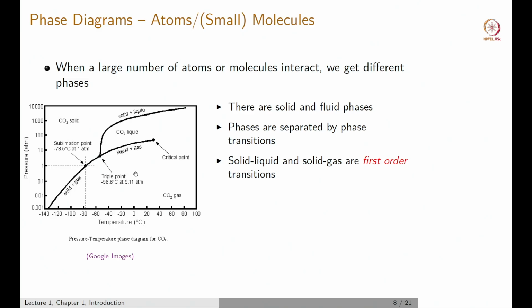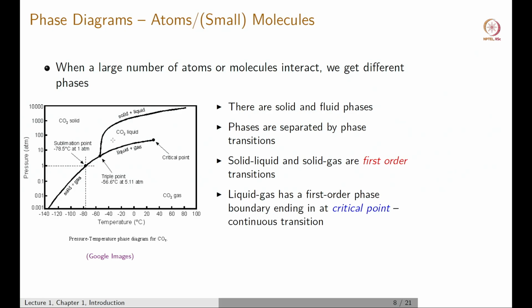Now, I am sure all of you have studied this in high school physics, that the solid liquid transition is a first order transition. We will see more in detail what first order means in a few slides. But the most interesting point here probably is this point, which is called the critical point. The critical point is the end point of the first order transition line separating the liquid phase and the gaseous phase.